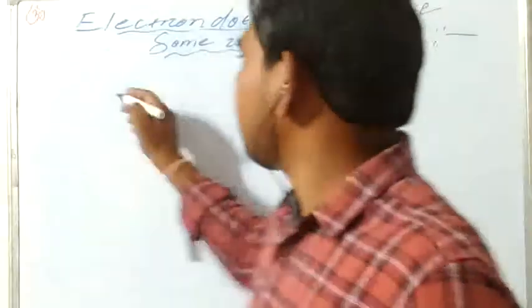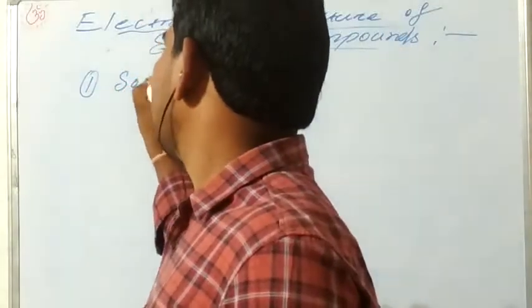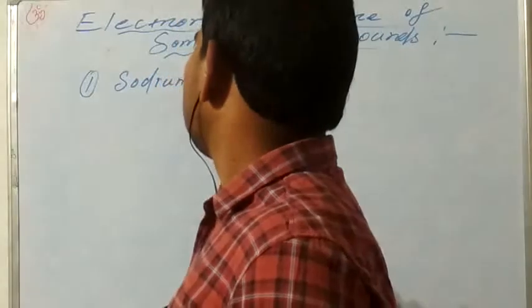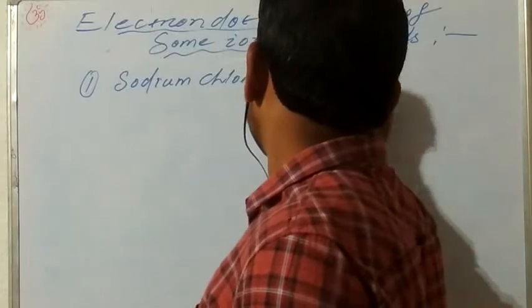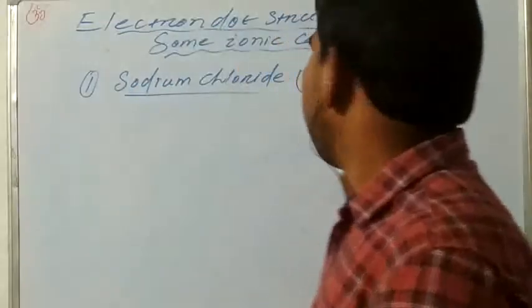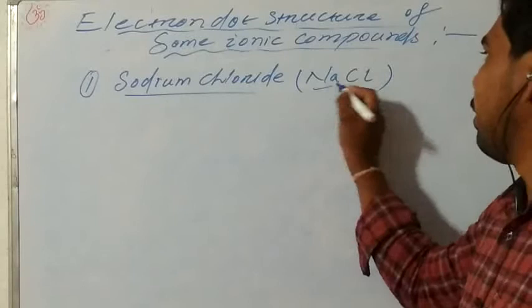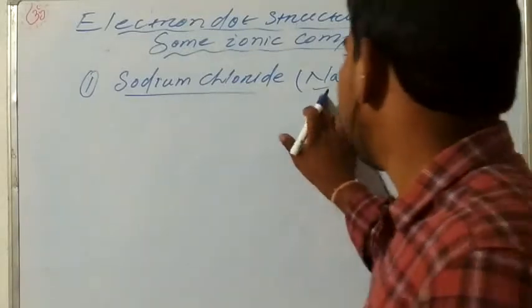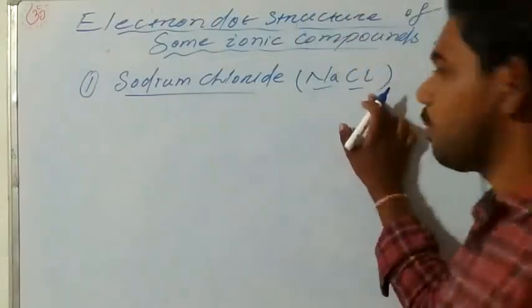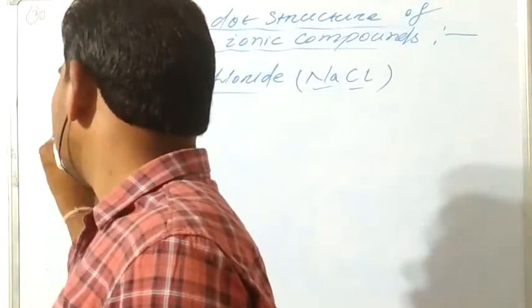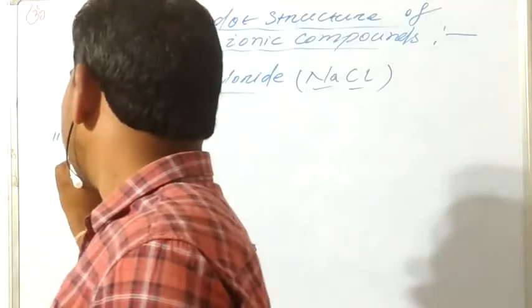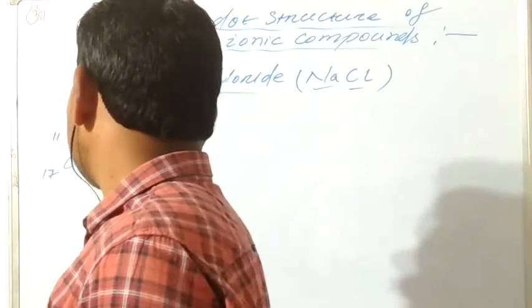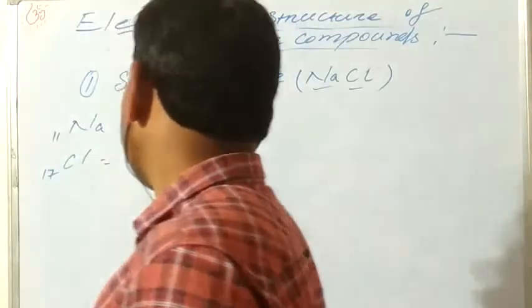So now we discuss one example, that is sodium chloride. What is the formula of sodium chloride? NaCl. Here two elements are present: one metal, sodium, and one non-metal, chlorine. First we discuss the electronic configuration of sodium, which is 2, 8, 1, and chlorine is 17, that is 2, 8, 7.